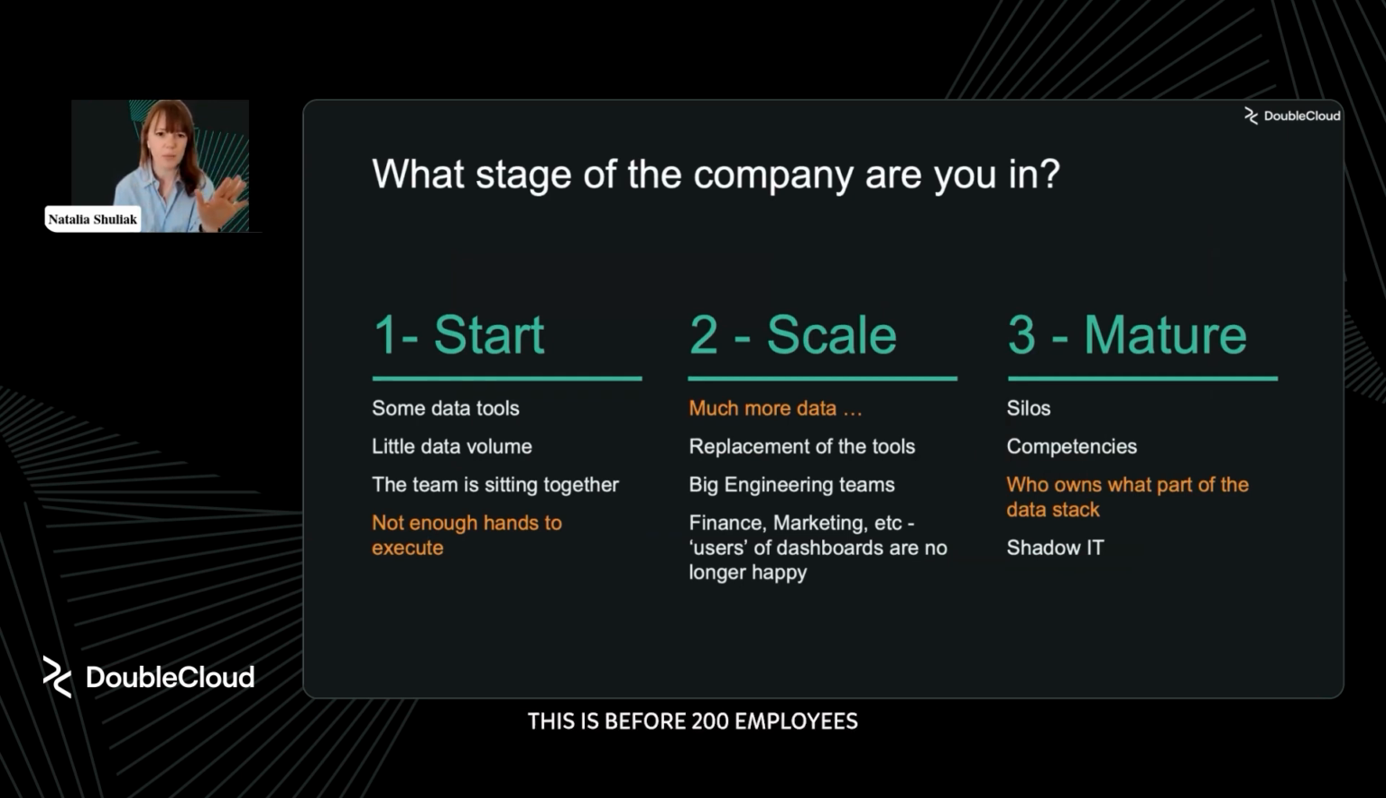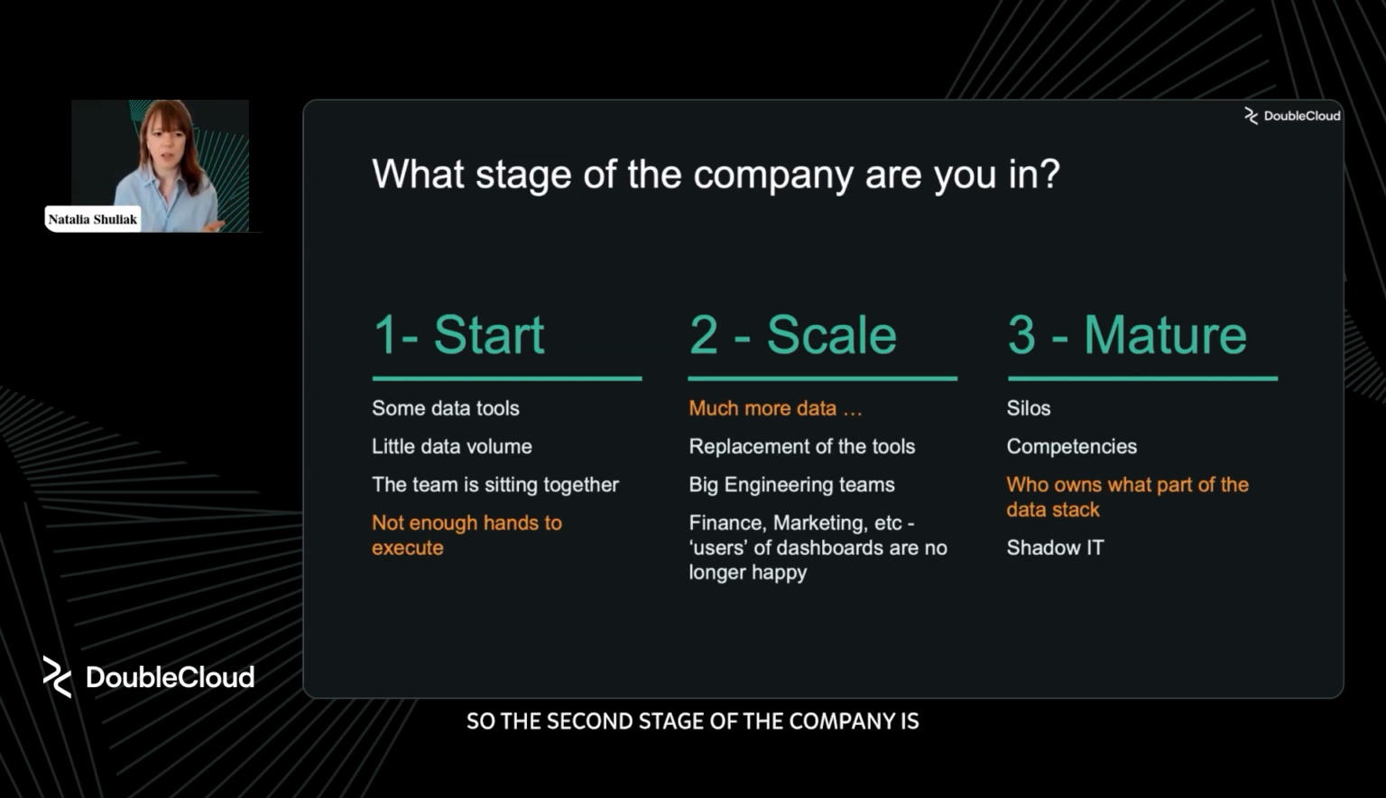You're either in some startup, this is before 200 employees. And usually at this stage, you have some problems, but the major problem you have is that you don't have enough hands to execute. And this lack of resources actually stops you from doing some great things, or sometimes it's actually influencing the choice of the tools because you try to overcome this lack of resources, you make some choices, and then because of these choices, you will have some problems later.